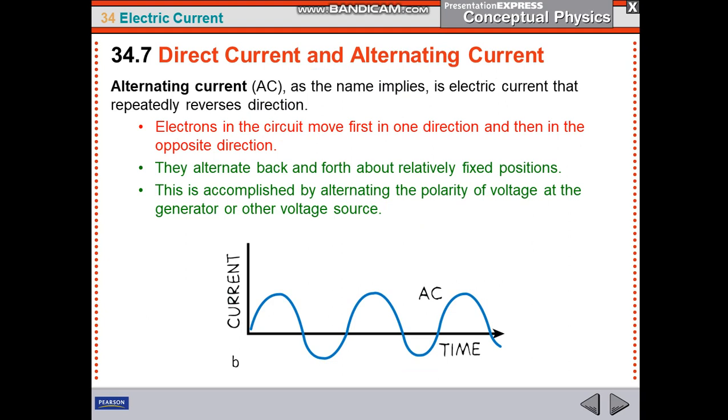You can see the graph here. This is the graph of alternating current. So you can see there is a repeated change. Okay, you can say the directions are continuously changing up and down.